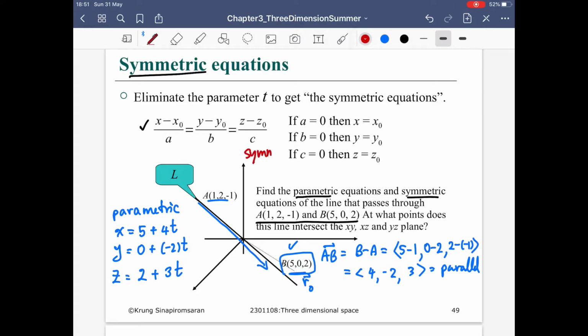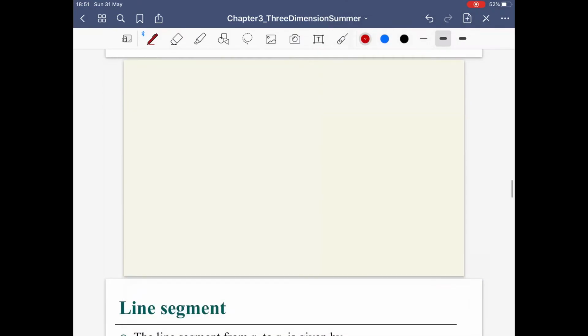How about your symmetric equation? It will be x minus the first component of the point that it is passing through, over the first component of the parallel vector, y minus the second component of the point over the second component of the parallel vector, and z minus the third component over the third component of the parallel vector. So this is the symmetric equation of this line.